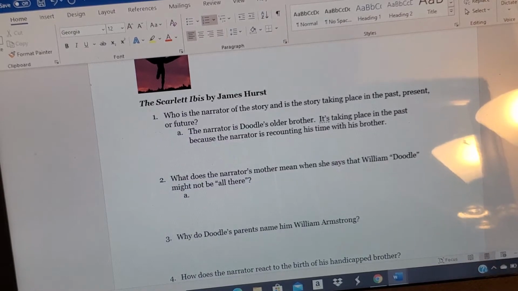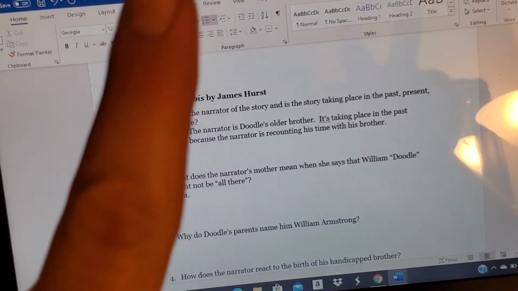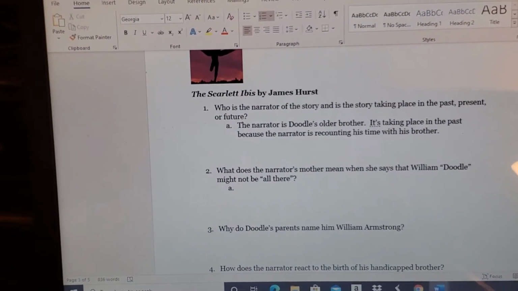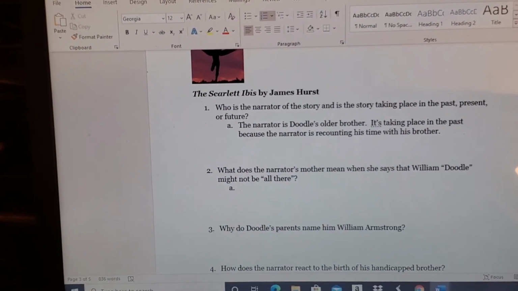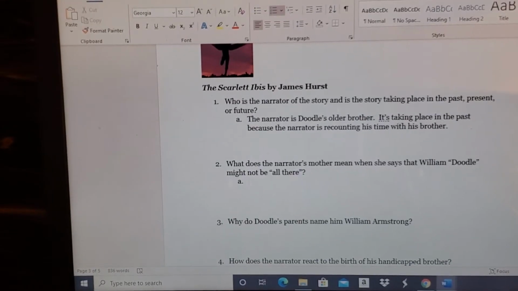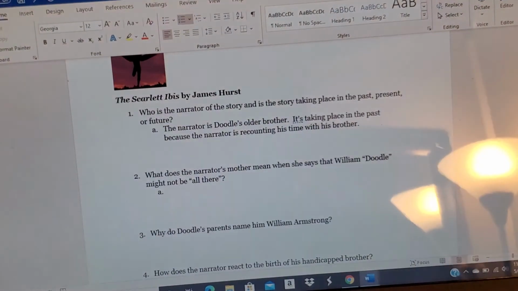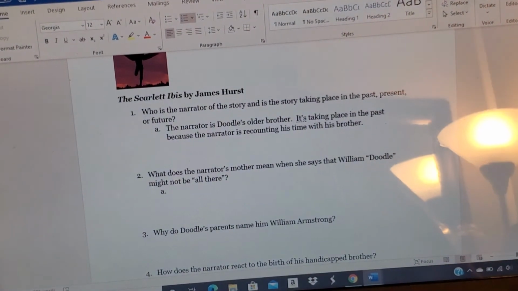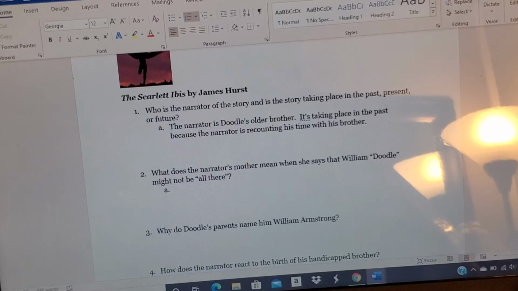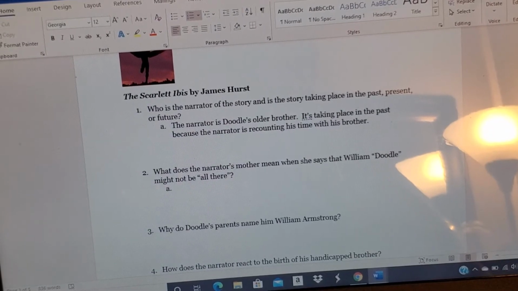What does the narrator's mother mean when she says that William Doodle might not be all there? Well, he's basically saying that his brother was very sickly when he was born, and that he might not be able to talk and stuff. He might have been mentally disabled. There we go.